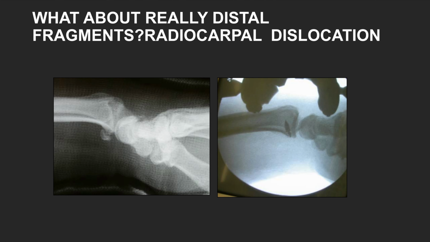Really small fragments can also just be stabilized by removing the piece of bone and using a suture anchor. Here again, an external fixator was used to neutralize the wrist instead of relying on a cast to allow the ligaments to heal.